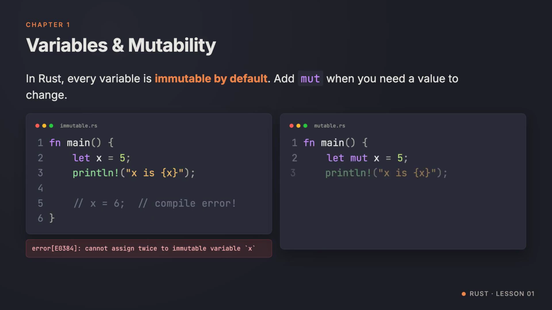When you do need a value that changes, you opt in with the mut keyword. This tells both the compiler and anyone reading your code that this variable is meant to be modified. Rust's philosophy is simple: make the safe path the default and make change explicit.